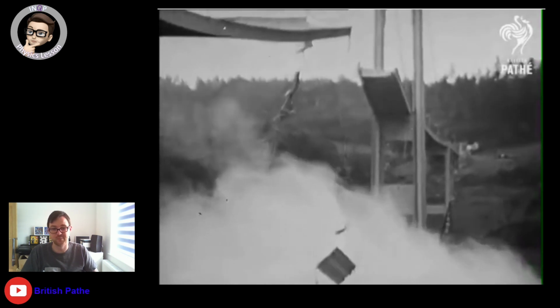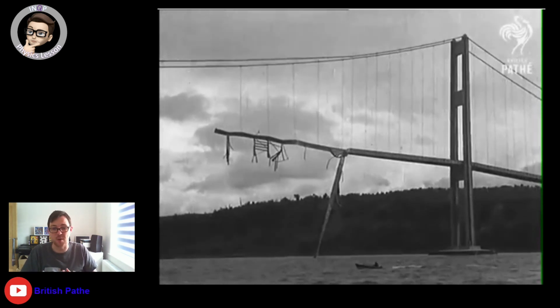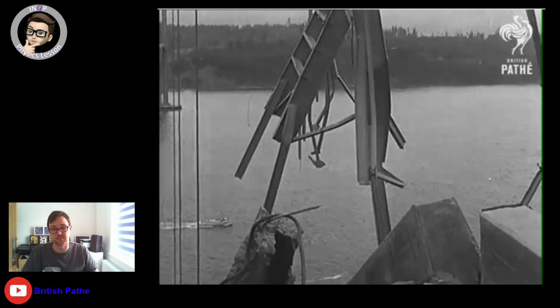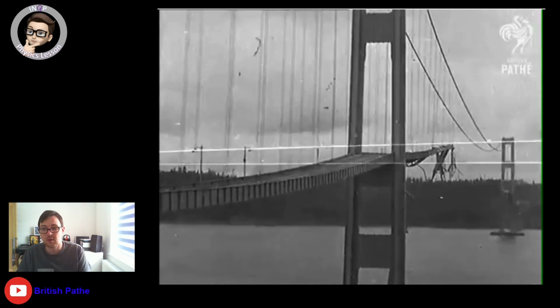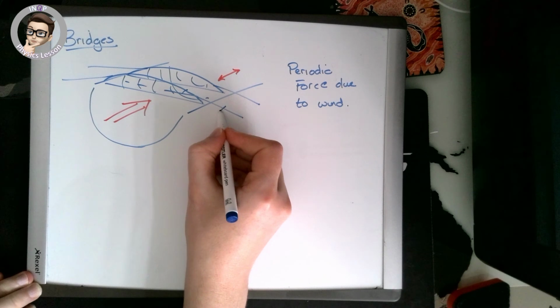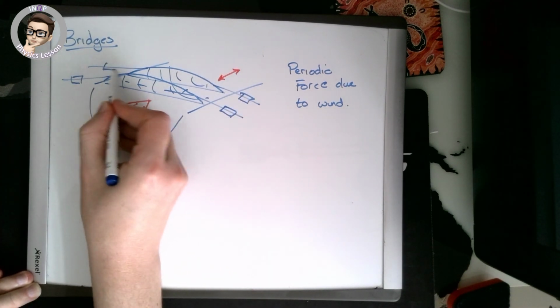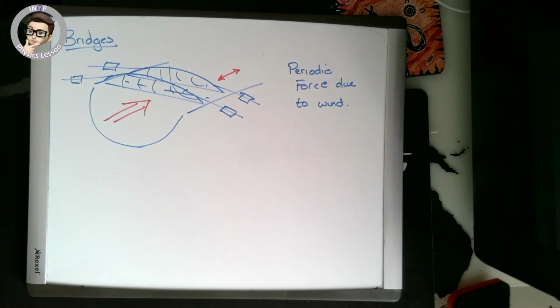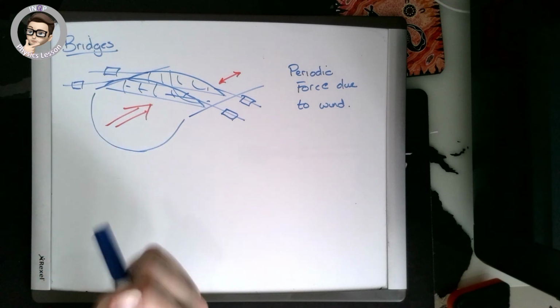Poor dog. But the whole bridge is given up because of resonance. So these days we have to account for resonance when building bridges because we put dampeners in. And those dampeners will stop the bridge from shaking to the point of destruction because we've now got a way of removing that periodic force before it starts building up.